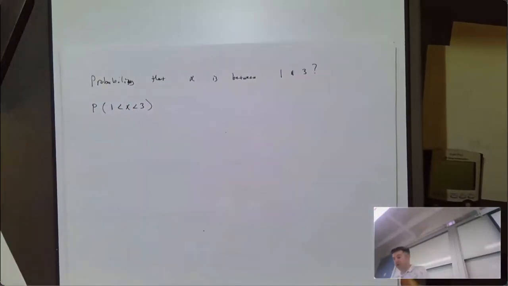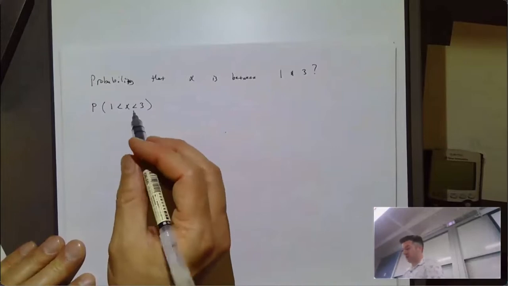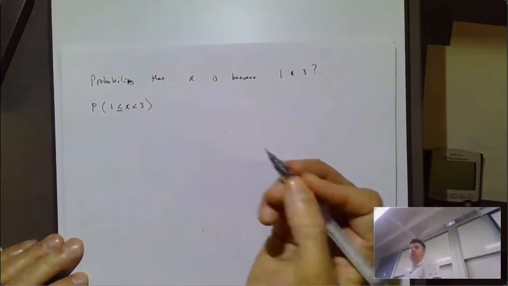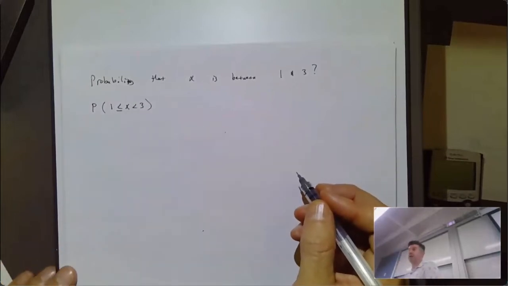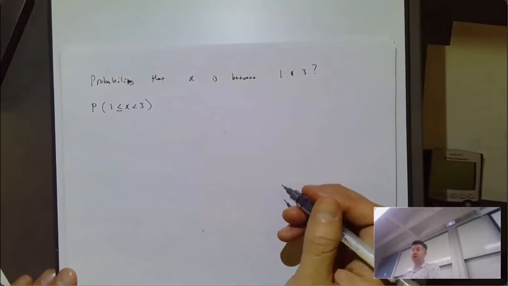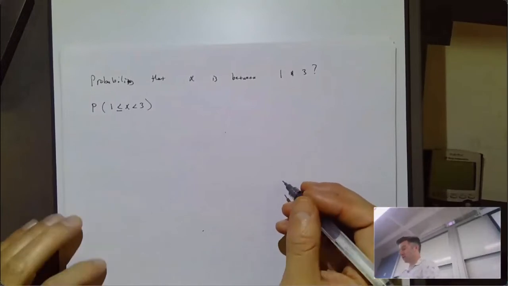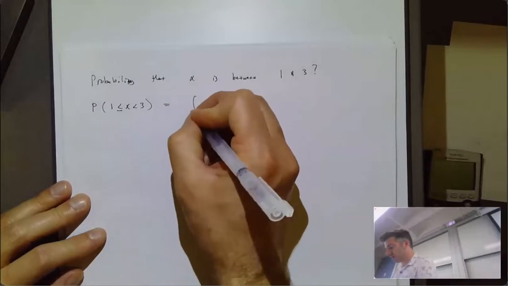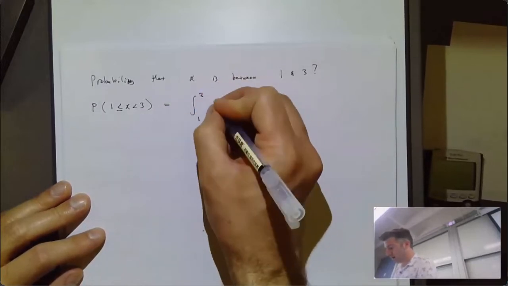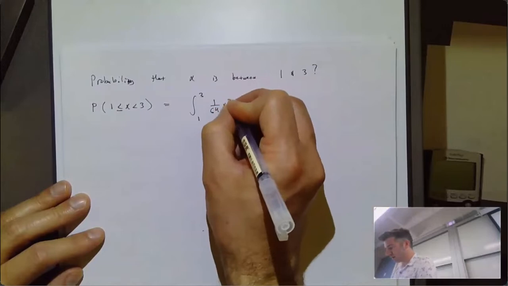And I should mention, it doesn't matter if I say strictly less than, or if I make one of them less than or equal to, right? It doesn't matter if you're including the endpoint or not. That doesn't change the probability at all. So this would just be the integral from 1 to 3 of our PDF.